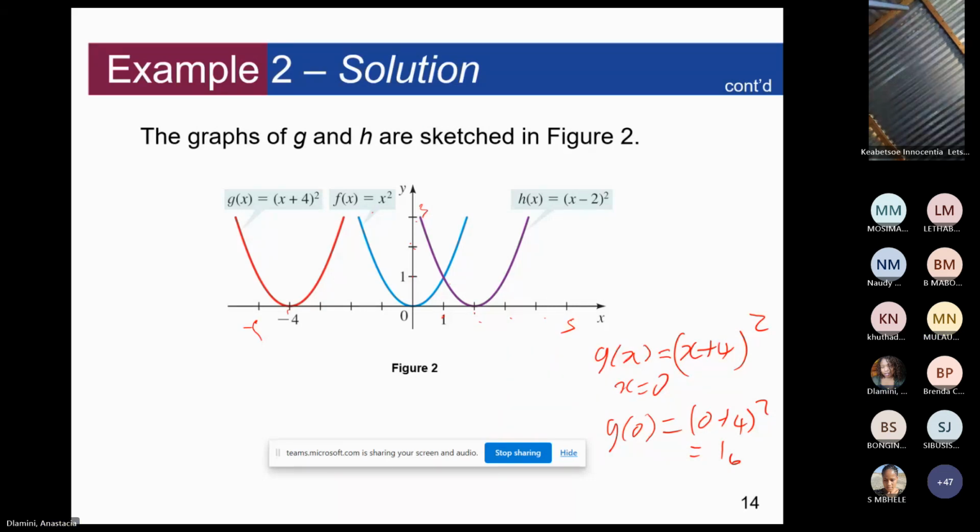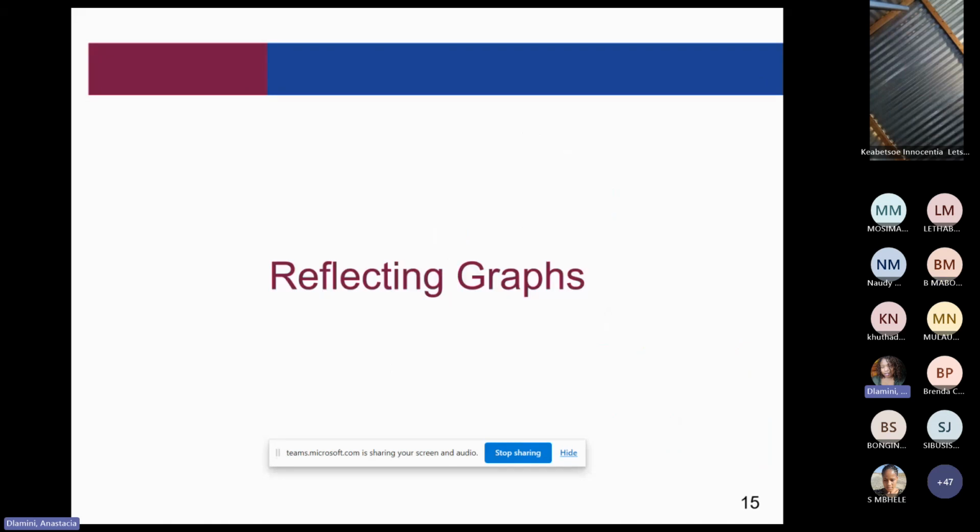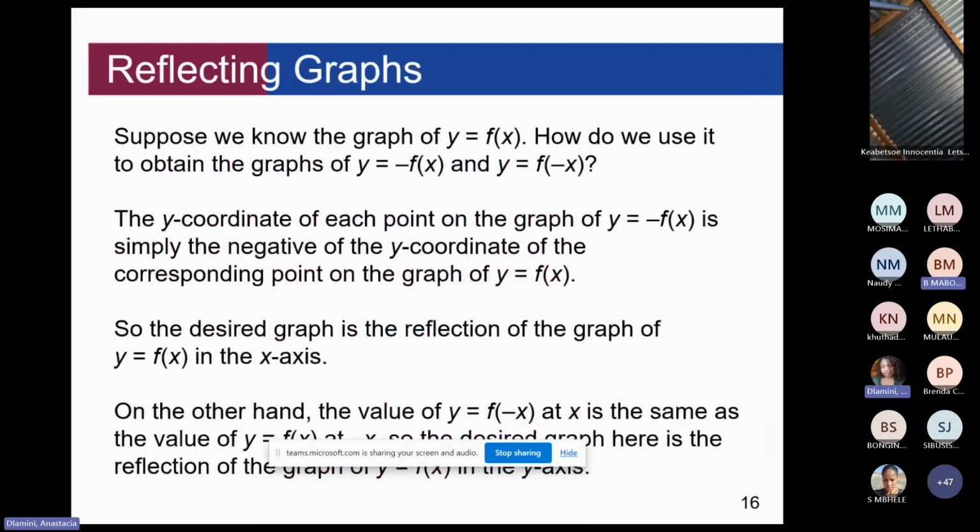Reflecting graphs. Suppose we know the graph of f. Do you see that we always start with the parent function, guys? They say we know f of x. Now, how do we use it to obtain the graph of y equals minus f of x and y equals f of negative x?